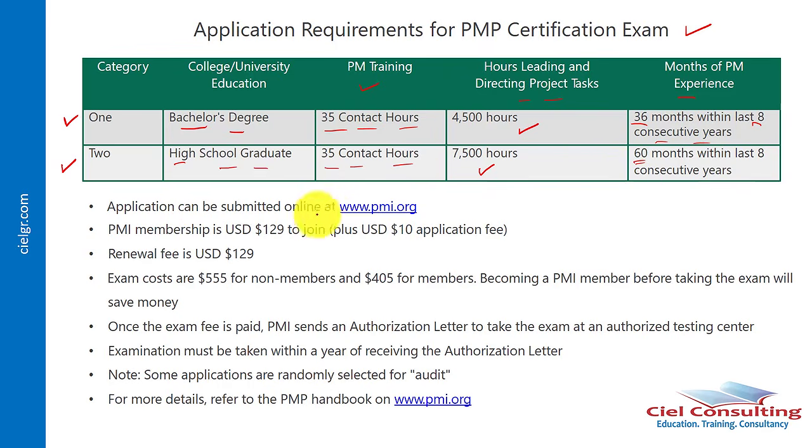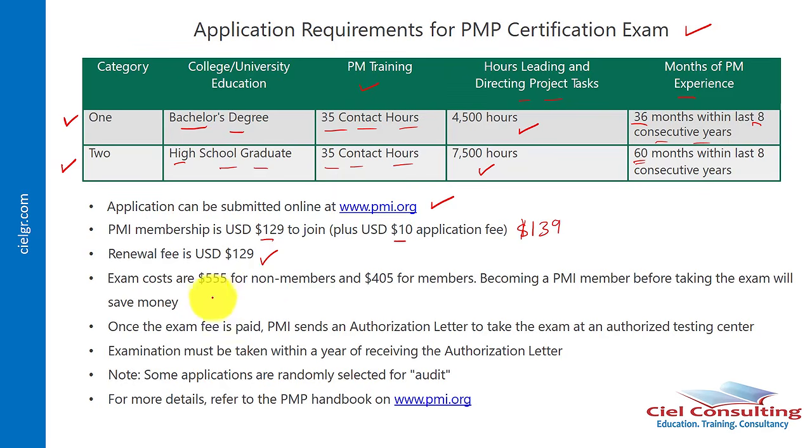So for you to write the PMP exam, you need to submit your application at pmi.org and then pay a membership fee of $129 with an application fee of $10. Now, this would bring your fee up to $139. So the $139 is the fee that you basically pay for the PMP examination. Now, for you to renew your certification, that is after you get certified, you need to pay $129. So $129 is the amount that it will require you to renew your PMP certification.